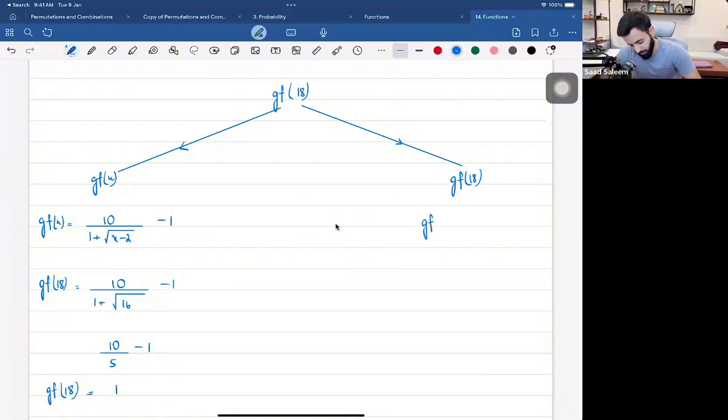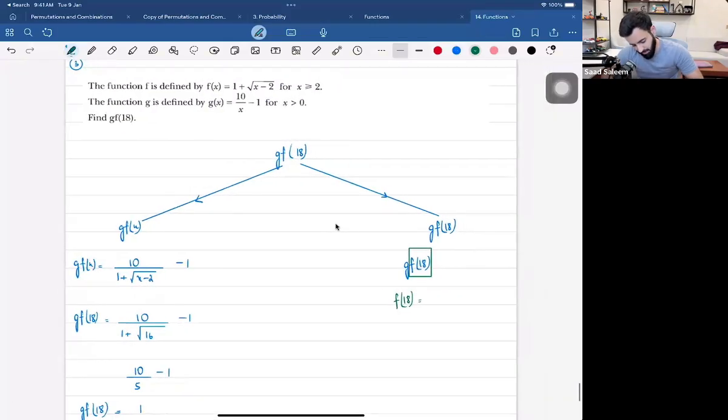So what we do is we break this down into 2 steps. Here's the first step, that we find f of 18. Okay, so that's step number 1. F of 18 means that you simply plug in 18 in function f. So that's going to be 1 plus square root of 18 minus 2. So 18 minus 2 is 16, square root of 16 is 4. 4 plus 1 is 5. So f of 18 is equal to 5.